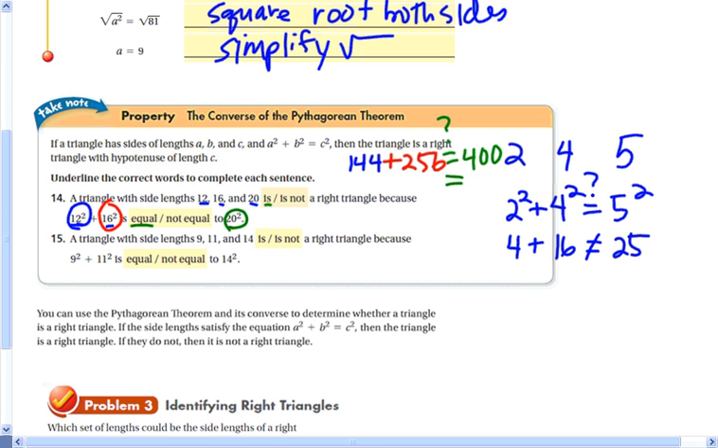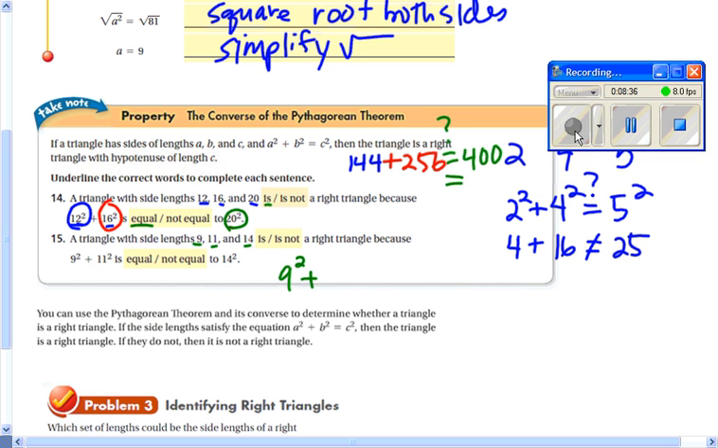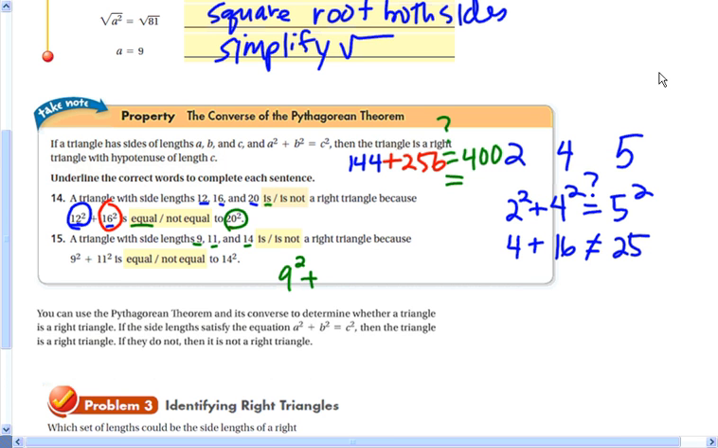All right, how about this one? And you can pause at any time, try it on your own. Why don't you pause right now and do your own work. See if you think 9, 11, and 14 makes a right triangle. It will make a right triangle if 9 squared plus 11 squared is equal, if that's equal, with a question mark, to 14 squared, then we have a right triangle.